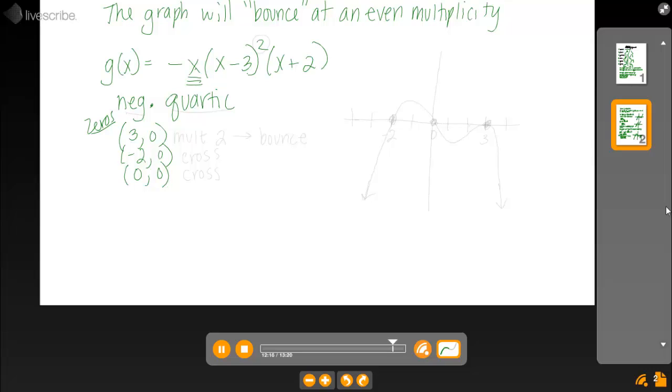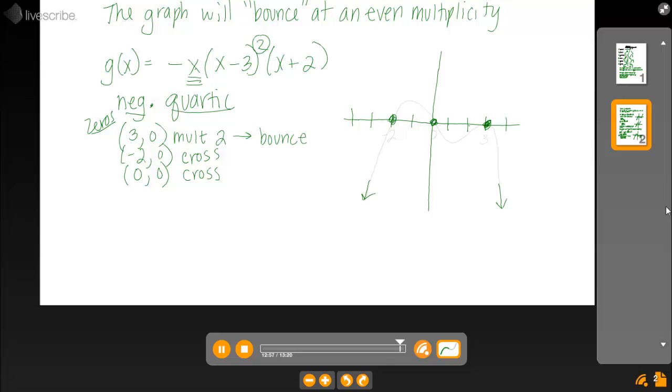The other thing we want to know is that the 0 of 3 had a multiplicity of 2. Therefore, the graph is going to bounce there. It's an even multiplicity. At the other zeros, it's just going to cross through. Let's see if we can put all that together and see what we get. So our zeros were at 0, 0, negative 2, 0, and 3, 0. It was a negative quartic, so both arms are going to point down.